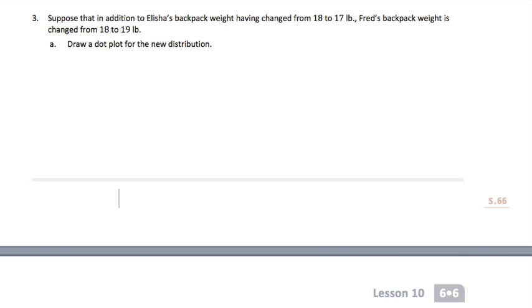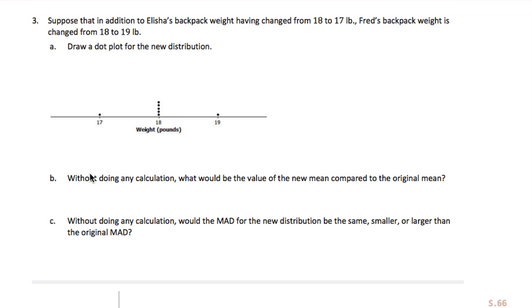Suppose that in addition to Elisha's backpack weight having changed from 18 to 17, Fred's backpack weight changed from 18 to 19 pounds. We'll draw a dot plot for that new distribution as well. So without doing any calculation, what would be the value of the new mean compared to the original mean? Well, if we have one value that is 1 less than the mean and one value that is 1 greater than the mean, those two will even each other out. They'll cancel each other. So the mean will be the same.